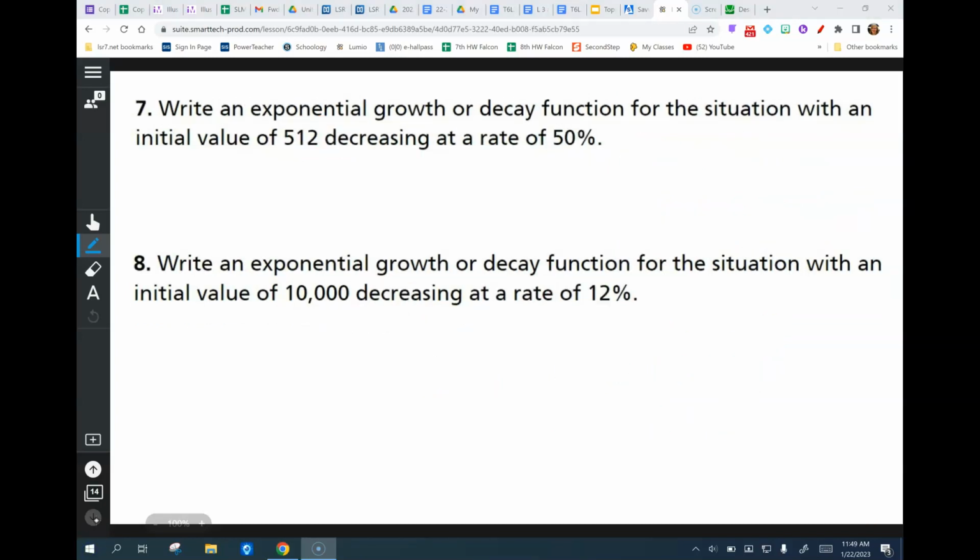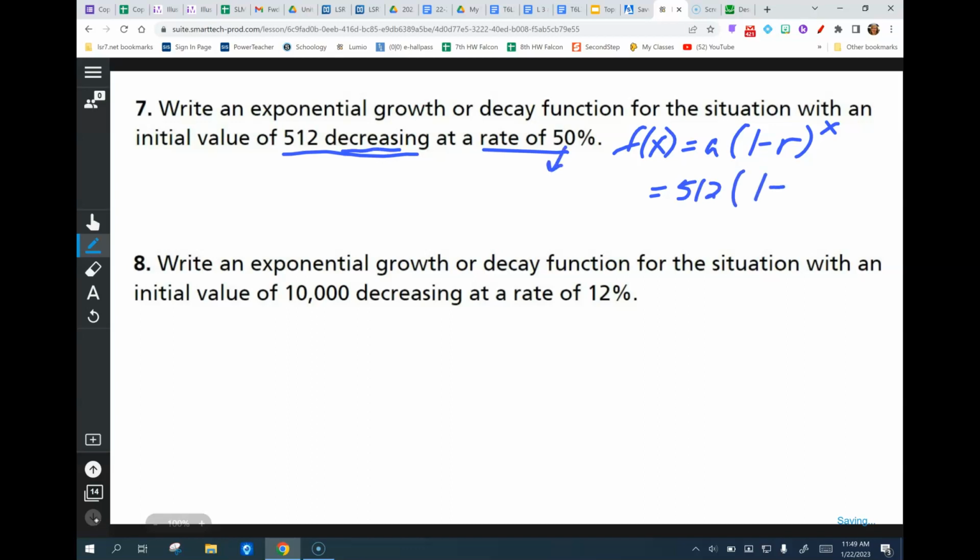On number 7, write an exponential growth or decay for a situation with an initial value of 512 decreasing at a rate of 50%. So we know this is a decay. If it's a decay, it's going to be f of x is equal to a times 1 minus r to the x. So let's fill that in now. I begin with 512. I'm going to take 1 minus. Now 50% is 0.50. So I'm going to have 1 minus 0.50 to the x, which is going to give me that f of x is equal to 512 times 0.50 to the x. Good. You try 8, go.